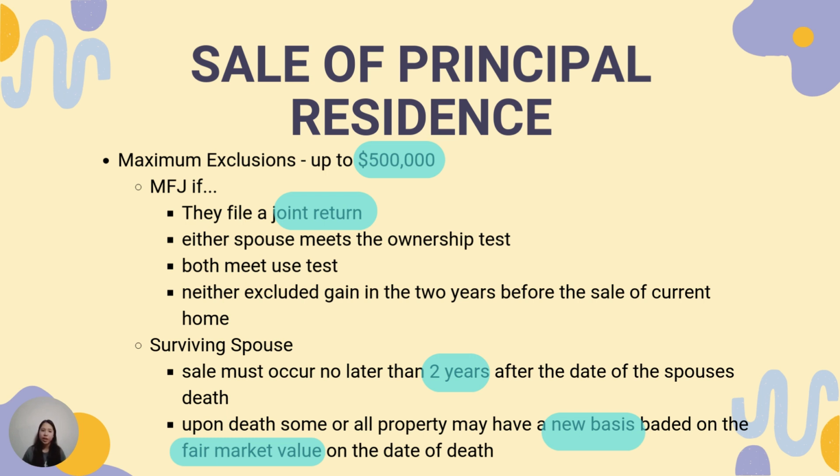The second way you can gain the maximum exclusion is if you're a surviving spouse. And in this case, the sale of the principal residence must occur no later than 2 years after the date of the spouse's death. Upon death, some or all of the property may have a new basis based on the fair market value on the date of death. Because it's inherited property, it might have a new basis, meaning that you should check on their Form 1099-S that you're recording the right basis for the property if it's an inherited property via surviving spouse.